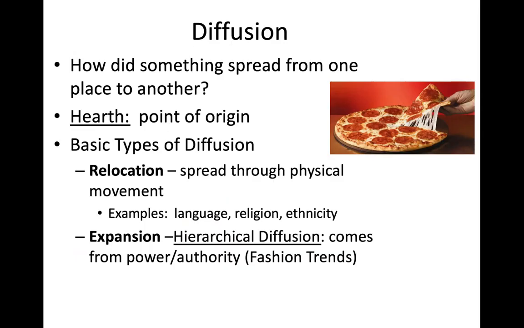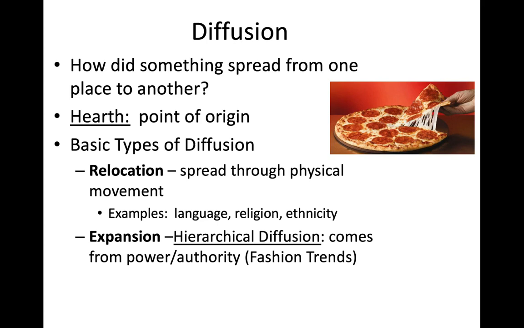So diffusion is how something is spread out from one place to another. The hearth is the point of diffusion, or like the home base in diffusion. And there are basic types of diffusion, which are relocation or expansion. Relocation diffusion is spread through physical movements, for example, language, religion, and ethnicity. This is where people physically get up and move. And when they get up and move, they take their ideas, their culture, their language, and whatever it is, and they bring it with them. So those ideas are spread through relocation.